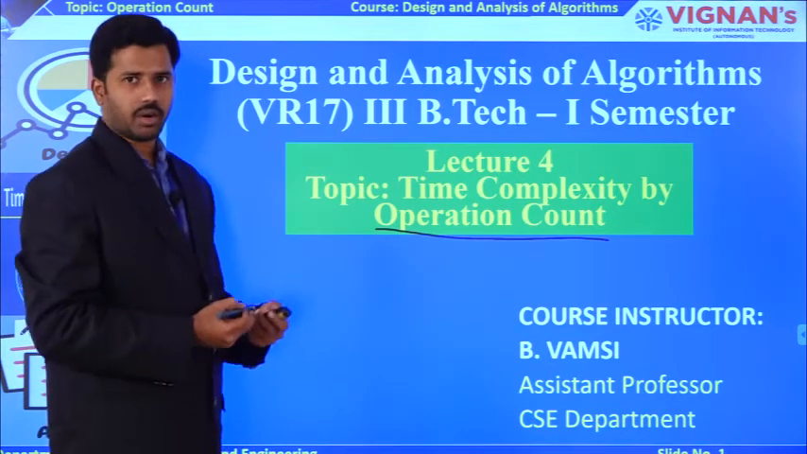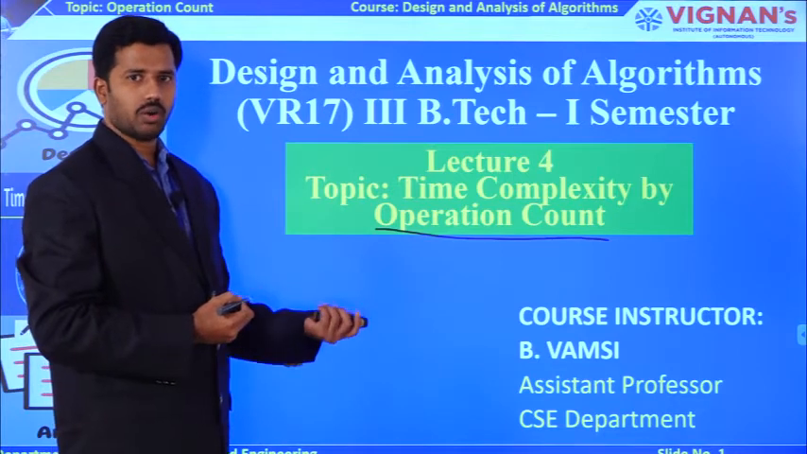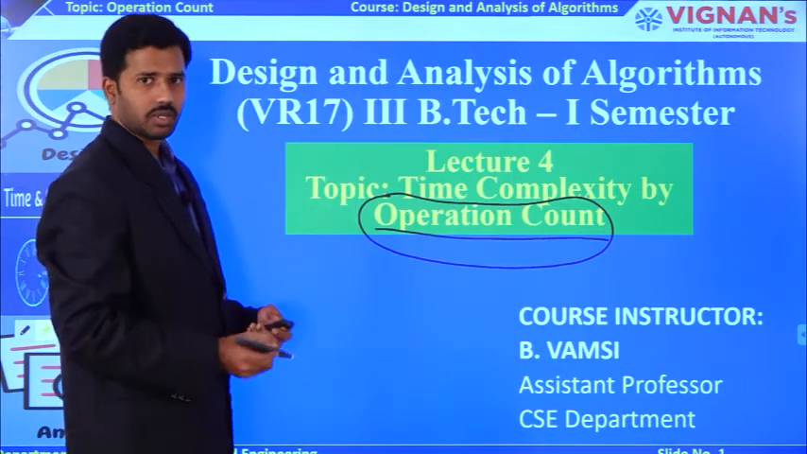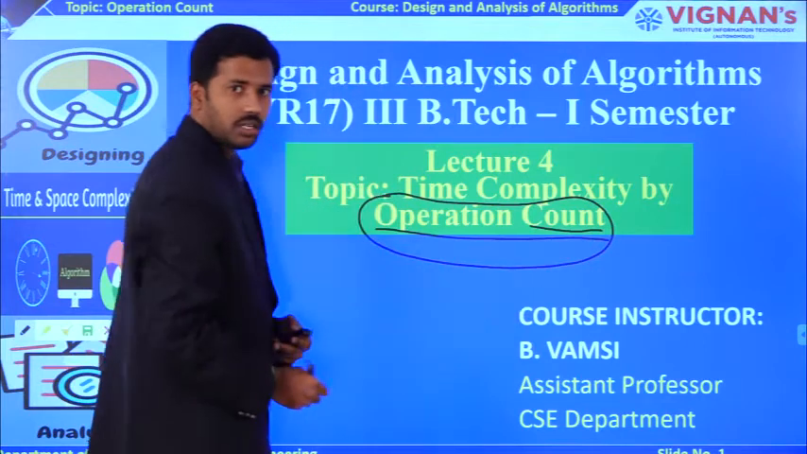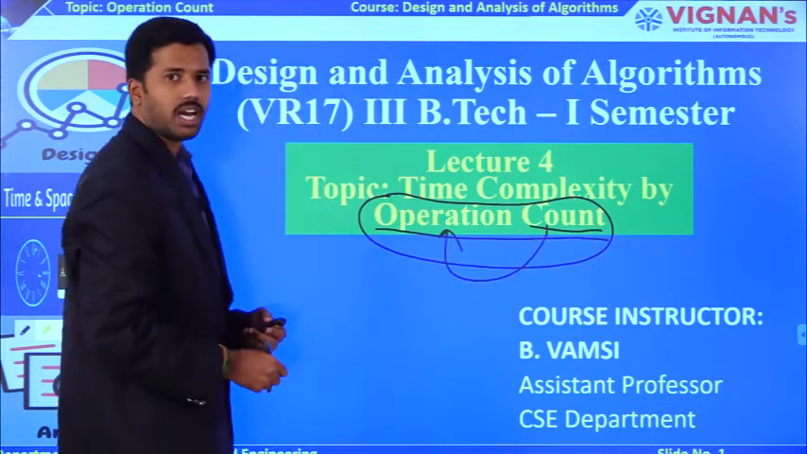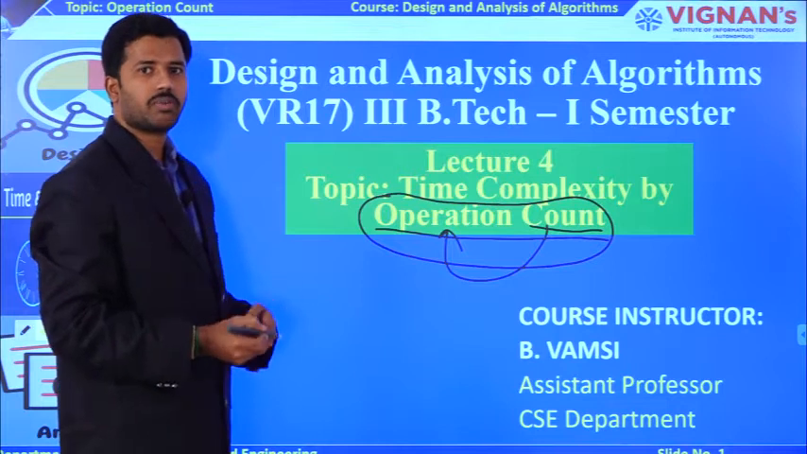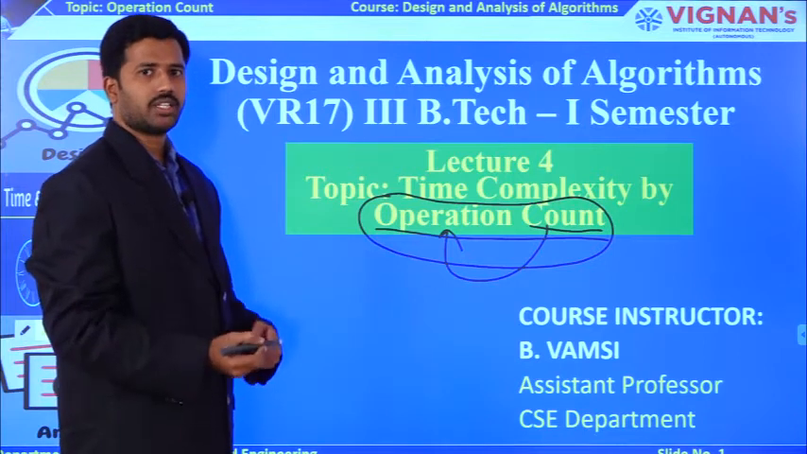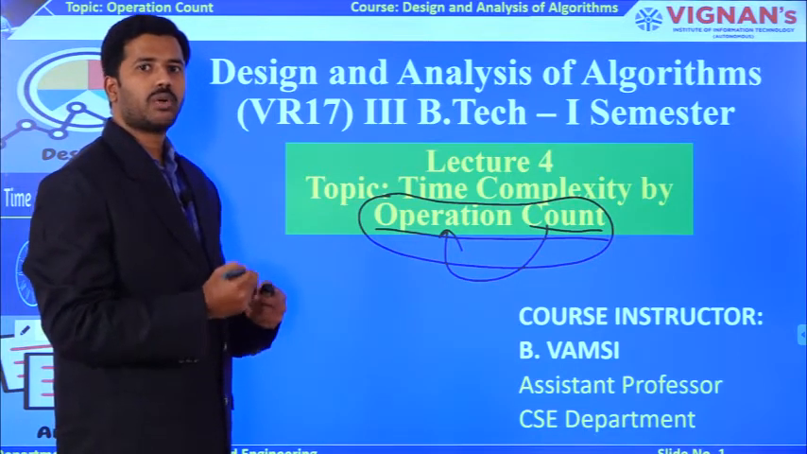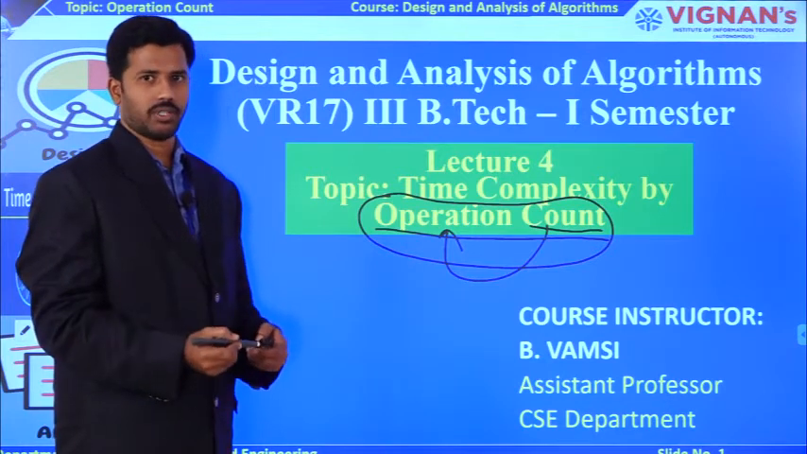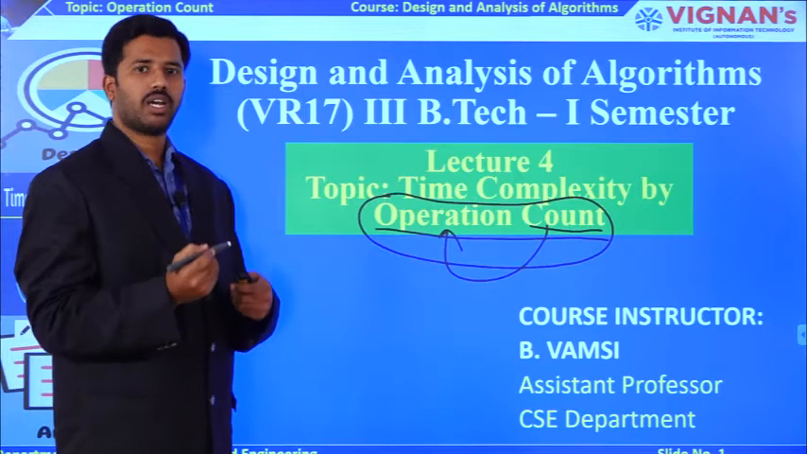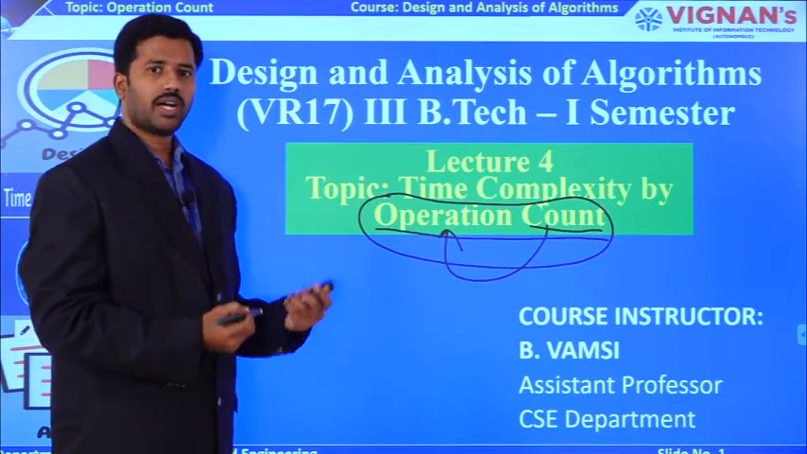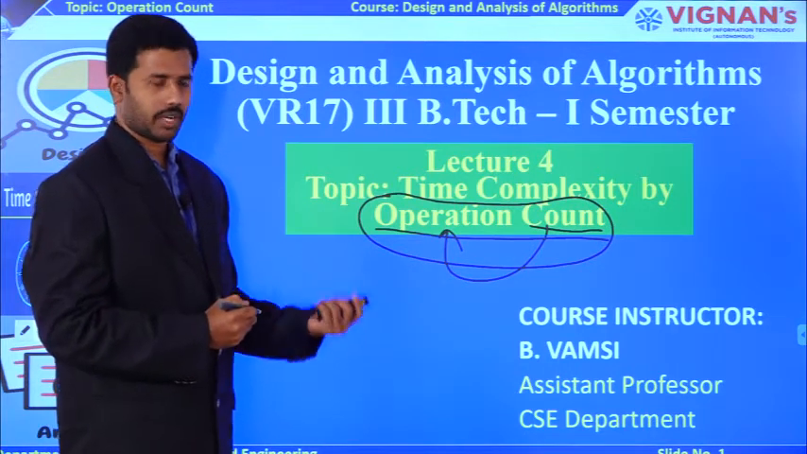Now coming to operation count. The theme of operation count is available in the name itself. It will count the number of operations which are available in the algorithm. That's why this concept is named operation count. To measure the time complexity of an algorithm by this method, first of all you need to identify what operations are available. Based on the number of operations in your algorithm, you can get the total time complexity. Now let us observe how this method works.